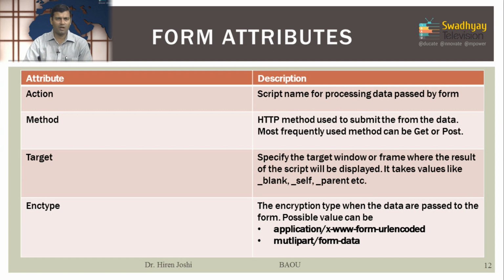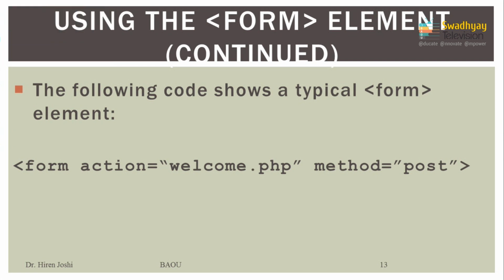Encryption type is used to provide encryption when the data is passed from the form. The possible value can be any of these. Like this example, you can write form action is equal to the scripting language file name, like here it is welcome.php, and method is post. So, data will be passed inside the message body, and the data will not be displayed on the URL of the address.